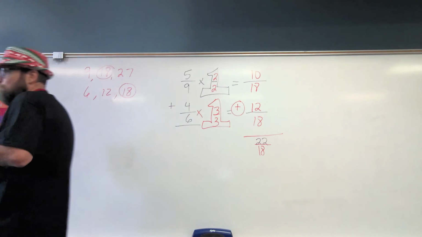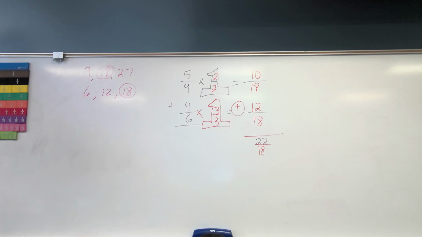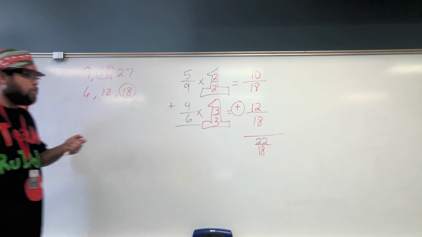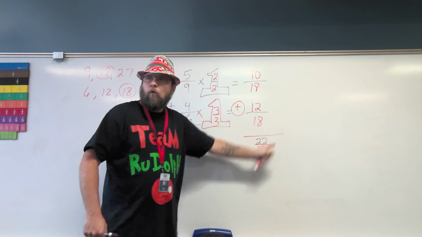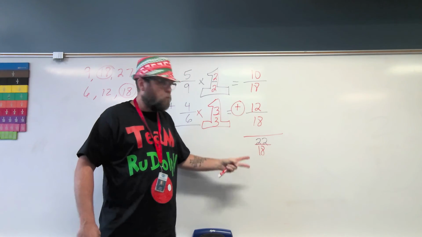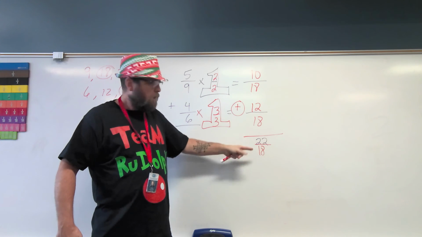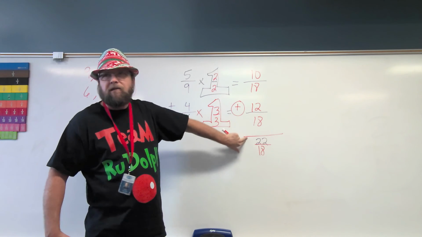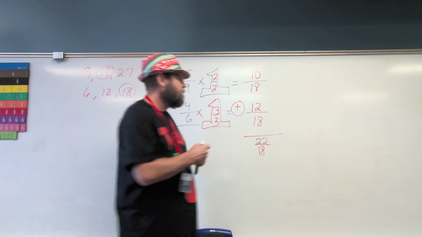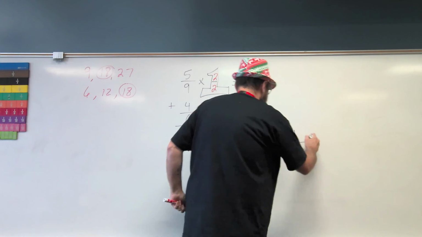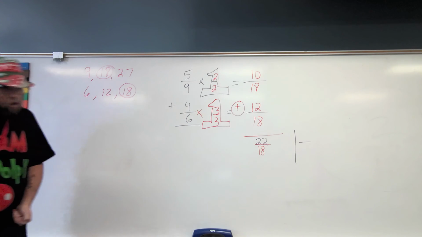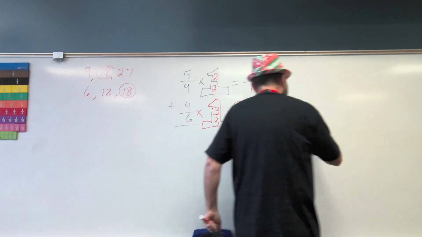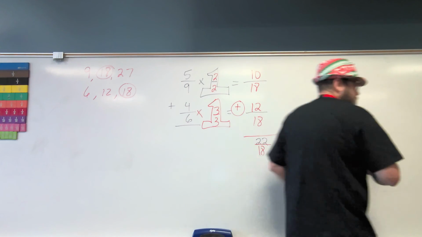22/18. But what's wrong with the fraction 22/18? It is improper. That means we have more than one whole here. So we don't have just a part here. And if I figure out how many times 18 is going to go into 22, it's going to go in one time. And how many are going to be left over? 4. So I have 1 and 4/18.